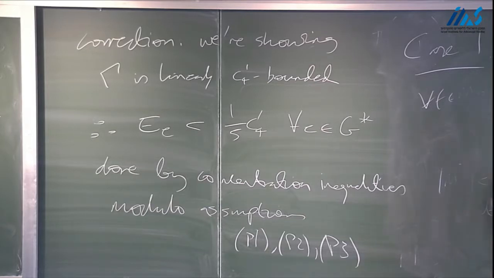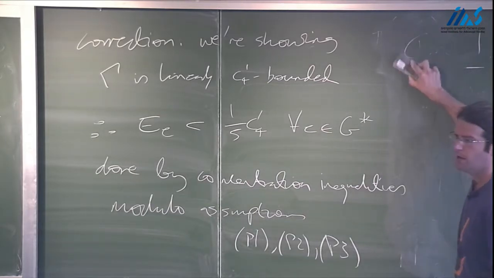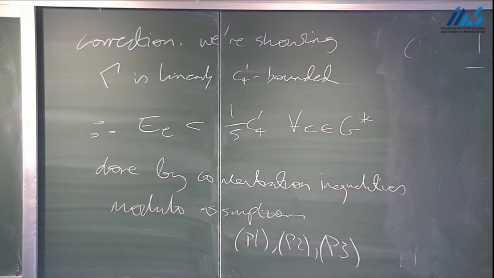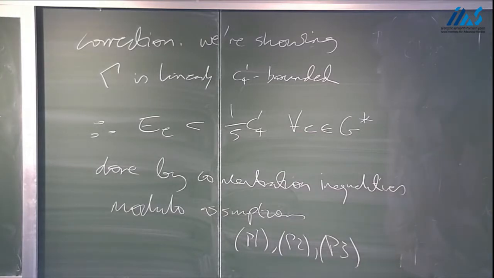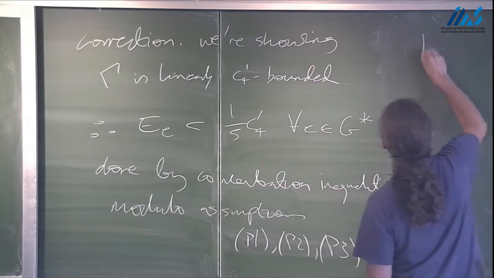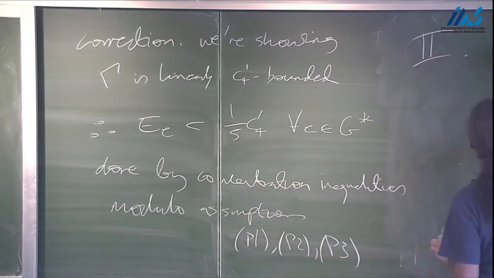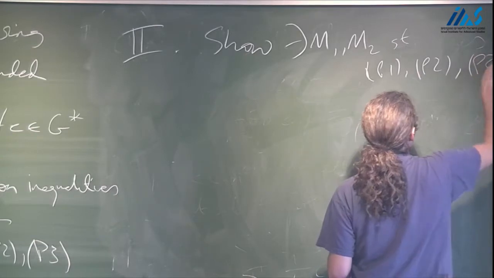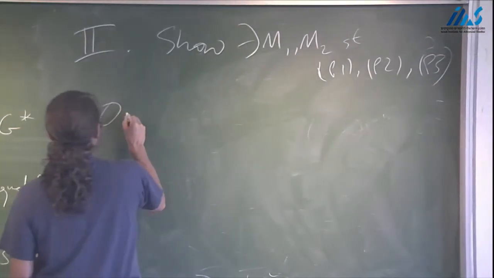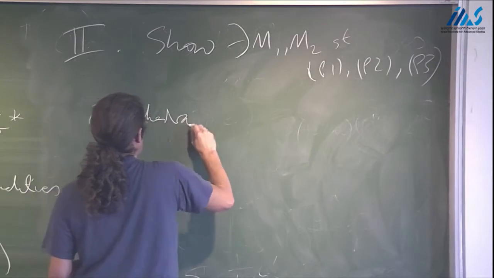It's the same kind of octahedral elimination algorithm. In fact, it's the same algorithm, but I'm proving different things about it, and slightly different conditions on exactly what I'm doing. Well, let me state it. Step two: show there exists M1 and M2 such that, again, we've got the octahedral elimination algorithm.